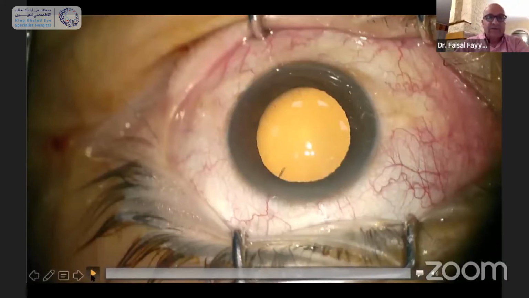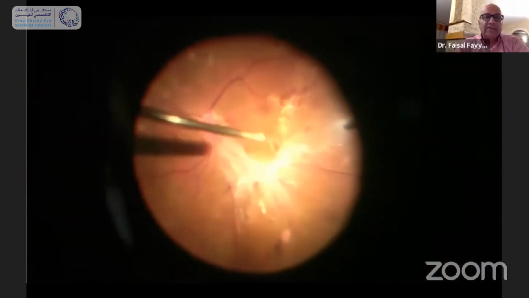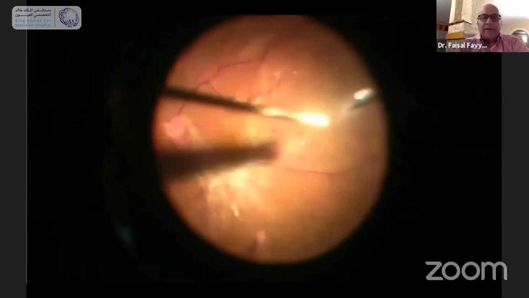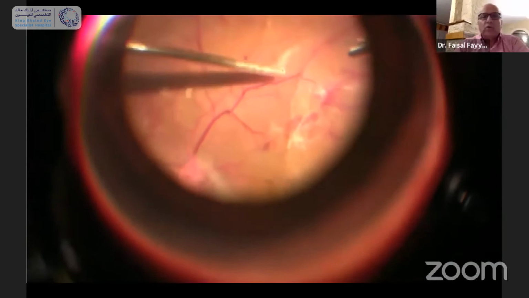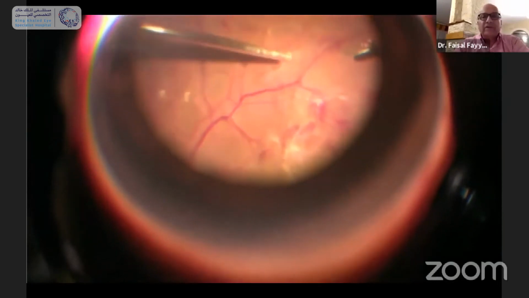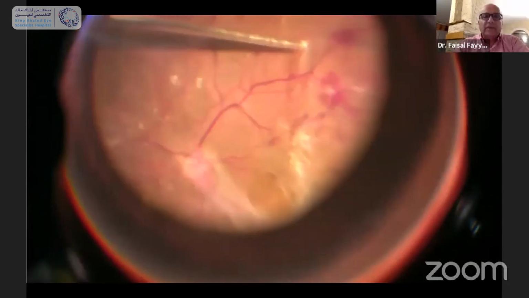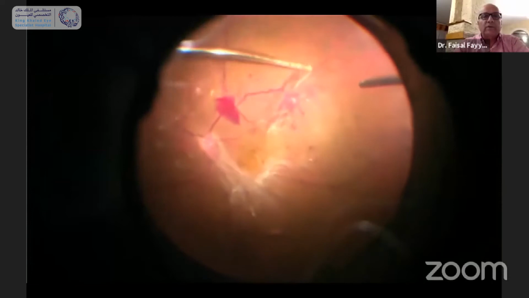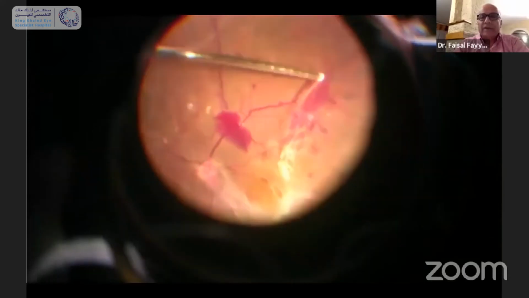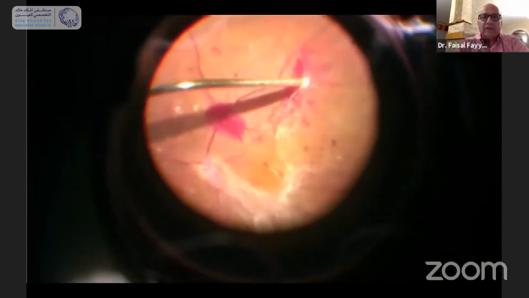this is my first case. I tried to bring cases that are not simple, not very difficult, just to give an idea of what we can do. This is a tractional retinal detachment. There is no PVD. You can see here with aspiration, I created a window in the posterior hyaloid. And from there, I started my surgery. You can see here that I do everything with the cutter.